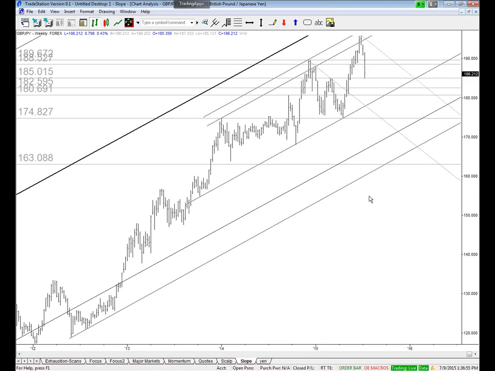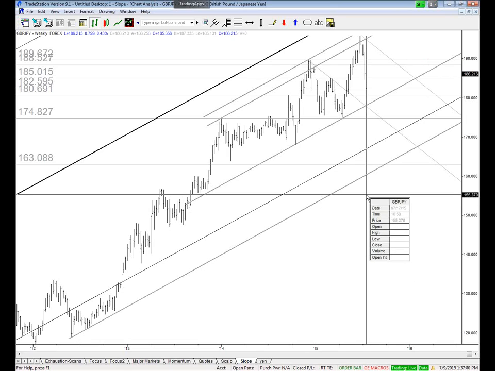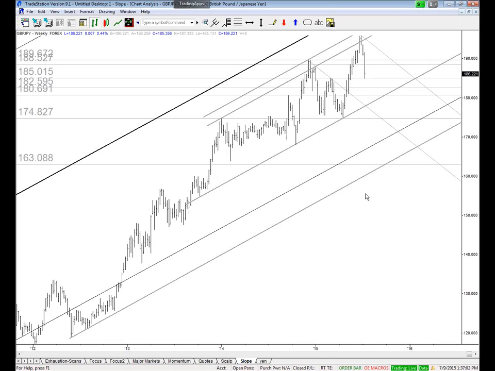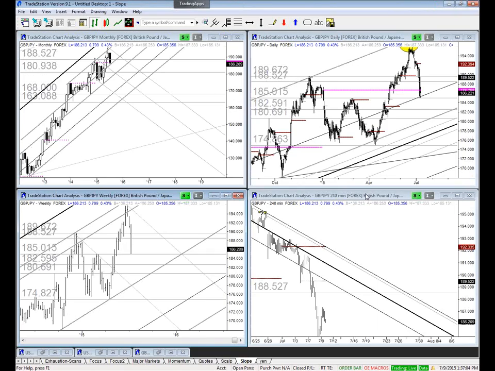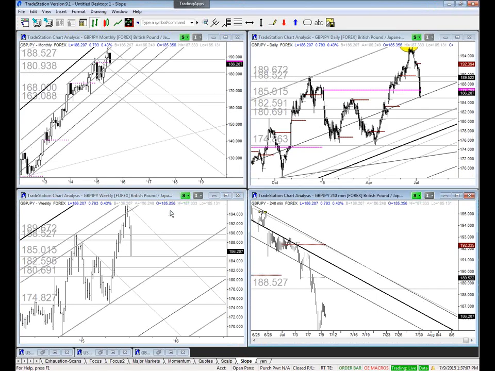And where's your risk at that point? I mean, if you went short now, what do you put in, like a 400, 500 pip stop? So just be patient.